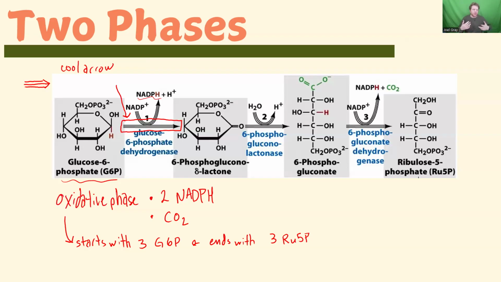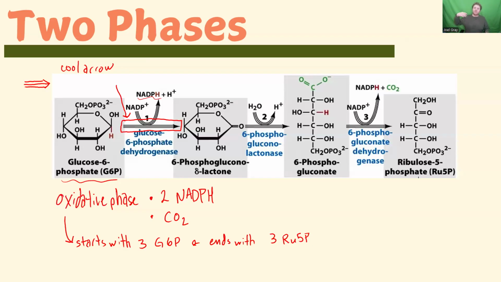And when you're looking at this, you might be thinking, why do we have to? Let me rephrase the question: can one glucose 6-phosphate be acted upon by glucose 6-phosphate dehydrogenase, go through all of this to produce one ribulose 5-phosphate? Yes, the answer to that question is absolutely. So for the oxidative phase, you really only need one glucose 6-phosphate, and from that one glucose 6-phosphate, you're going to make one ribulose 5-phosphate. But that's the oxidative phase.